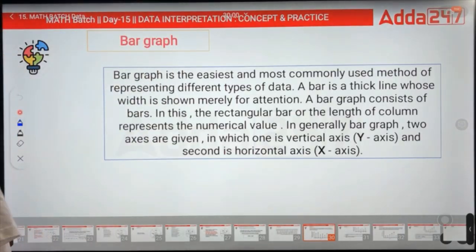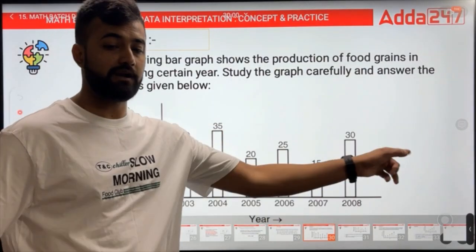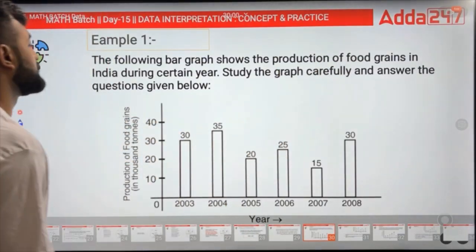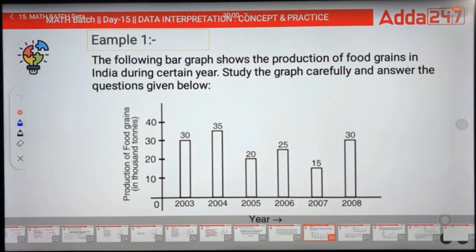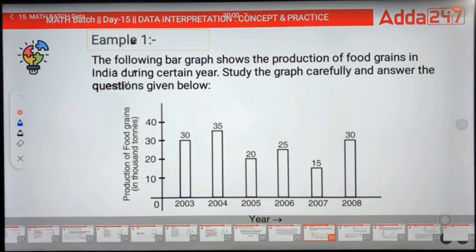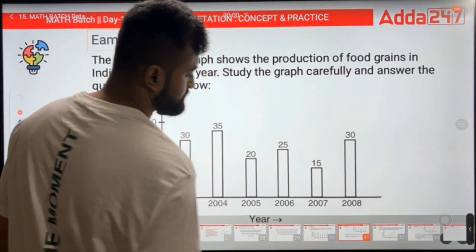See, it's very simple. Your data will be given in terms of bars. You can see the bars, so that's why it is known as the bar graph. The following bar graph shows the production of food grain in India during certain years. Okay, sir. They are giving the production of food grain in India. Study the graph carefully and answer the questions given below. Okay, sir. This is the graph. Let's see the question.